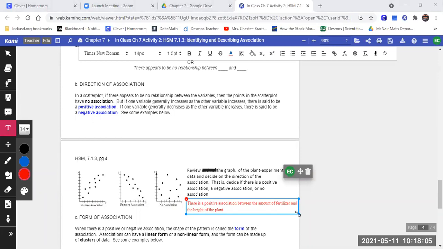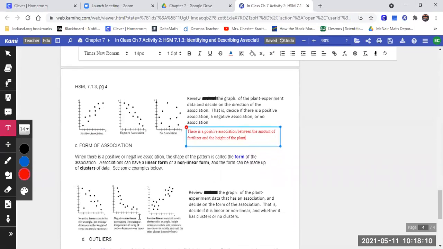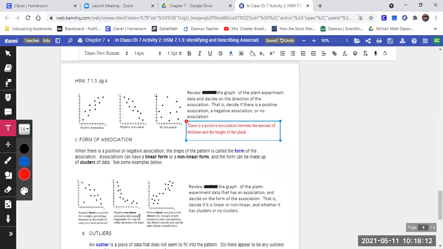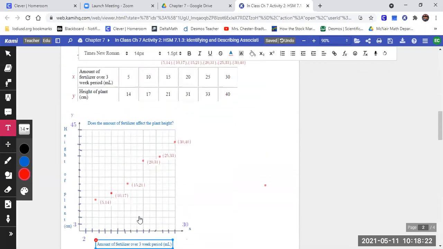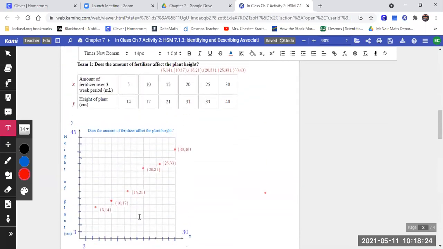Okay. Now we have to explain, are we linear or non-linear? So does it look like within reason that it's going at a straight line, or does it look like it's got a curve? So let's go back and look at our graph. In general idea, does it look like we're going in a straight line, or does it look like we're going in a curve?